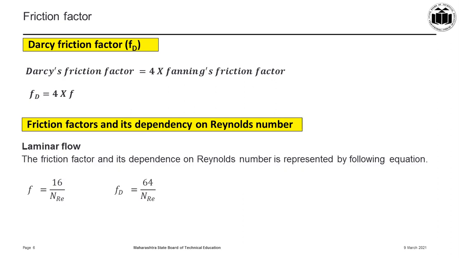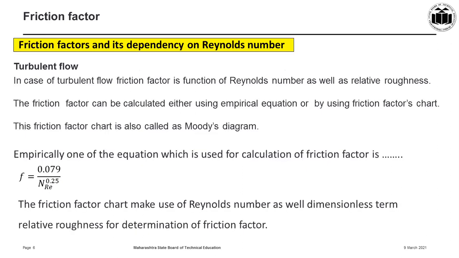Now, this friction factor depends upon the Reynolds number. That is, the value of the friction factor depends upon the nature of the flow, which is in turn decided by the Reynolds number. For a laminar flow, the Fanning friction factor f can be calculated as 16 upon NRe, whereas Darcy's friction factor, fD, is equal to 64 upon NRe. So once the Reynolds number is known, we can find out the value of friction factor.